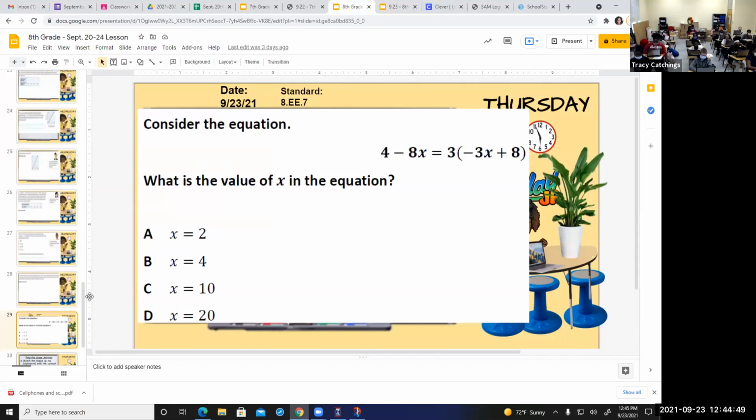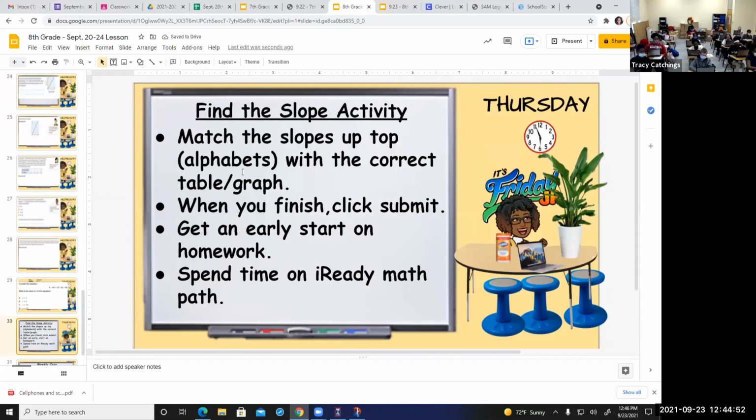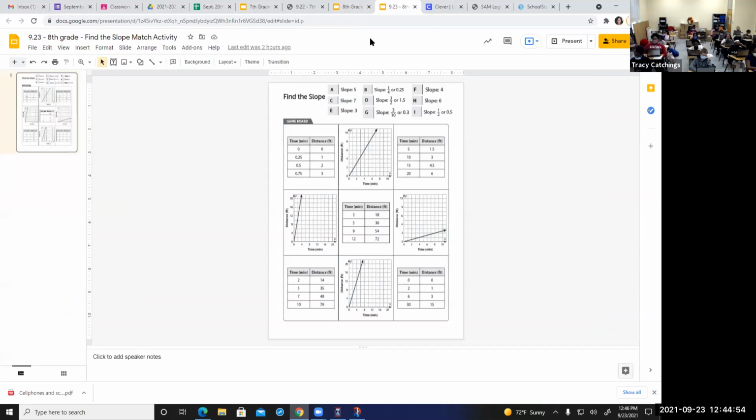All right, 9.23, 8th grade, find slope match activity. A few directions. It tells us to match the slopes up top with the correct table or graph. So as I stated, we have tables and we have graphs. Just remember, we need to divide y by x. Pick out a point and divide. Don't tell me you need help if you can't label your points and show me this, because a lot of us get a lot of problems incorrect because we refuse to show our work. So yes, you need a piece of scratch paper. You're going to turn in your scratch paper to me, so it needs to be something that has nothing else on it.